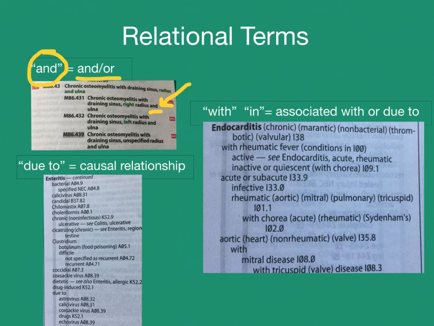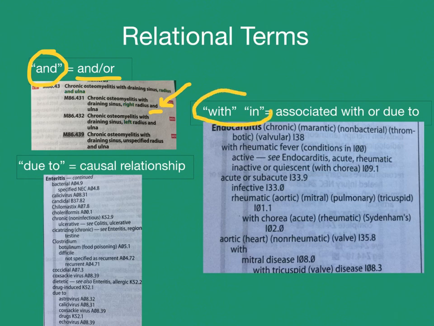So you could have documentation that says chronic osteomyelitis with draining sinus, right ulna. And that would be okay. You would still use this same code. So just remember, and in the tabular list means and or.